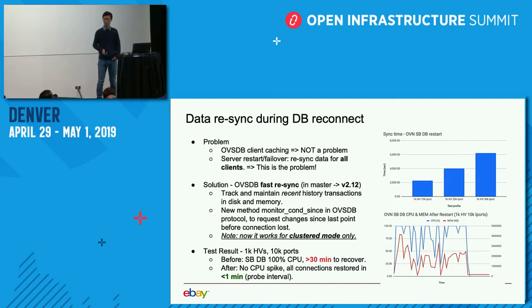So the improvement we did is very straightforward. We track and maintain the recent history transactions in memory and disk on each of the server node. And client side can request from a specific point with a specific transaction ID: just give me only changes after this point. Because when the server starts, clients are all alive and all the caches are still there. So this reduces most of the data transfer and processing. So improvement is very obvious.